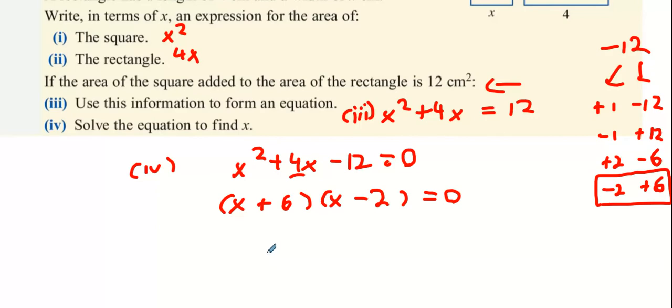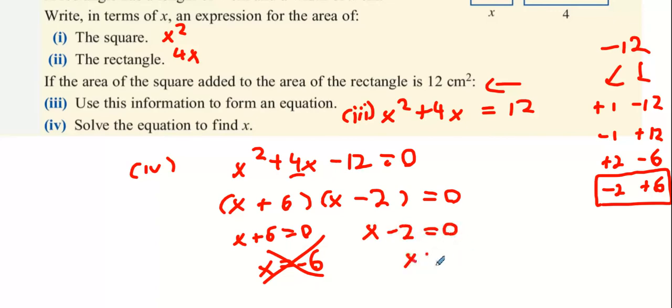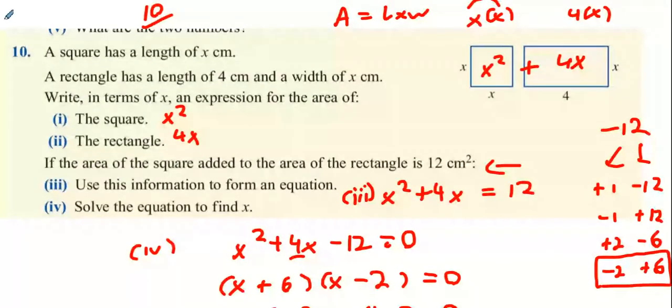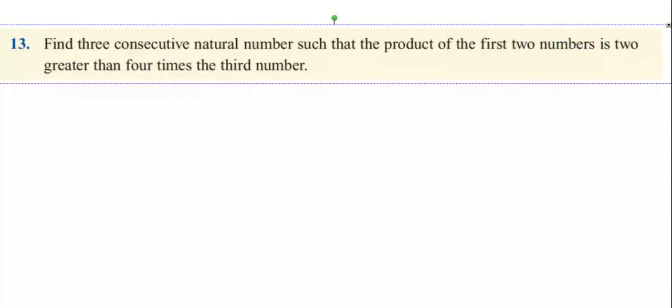Then we go in here and we get x plus 6 equals 0. That's no good. x is going to equal minus 6. It can't be a minus number, so that's not going to work. Then we have x minus 2 equals 0, and then finally x equals 2. And we're done. All right, guys, so that is questions 5, 6, 10, and now we're on to 13.